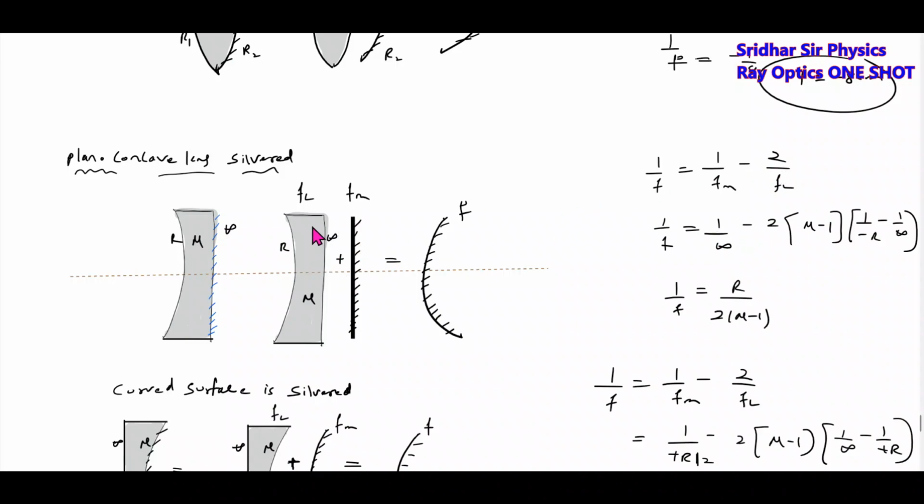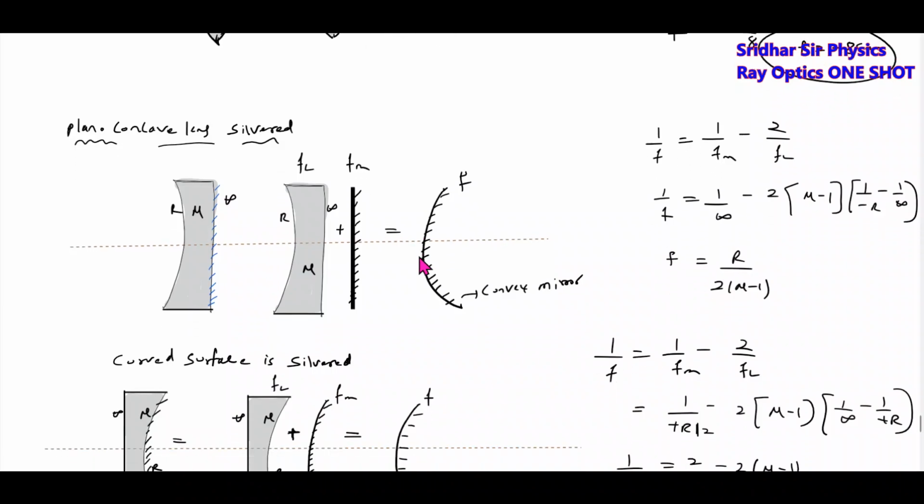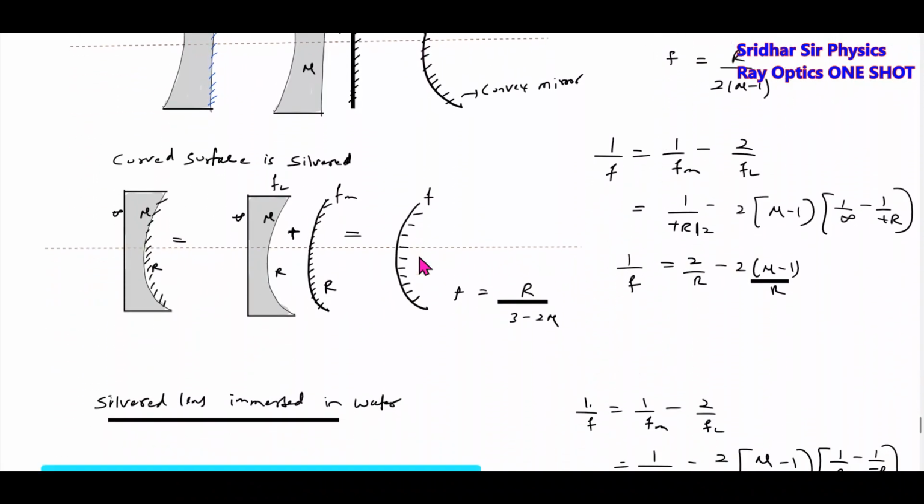Infinity. For the focal length of this plano-concave lens, 1 by fl equals 2 into (mu minus 1) times (1 by r minus 1 by infinity). Solving this, I'll get the focal length: f equal to r by 2 (mu minus 1). I got this positive. Positive means I should replace it with a convex mirror. If you get negative, replace with a concave mirror.